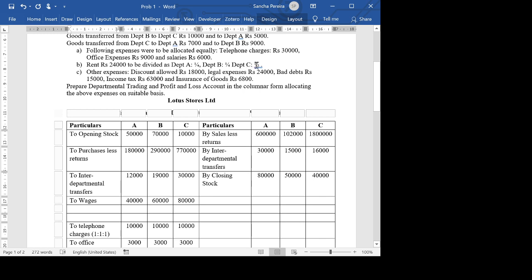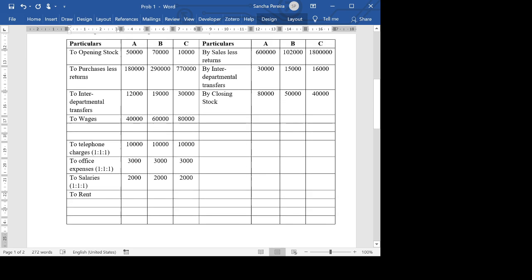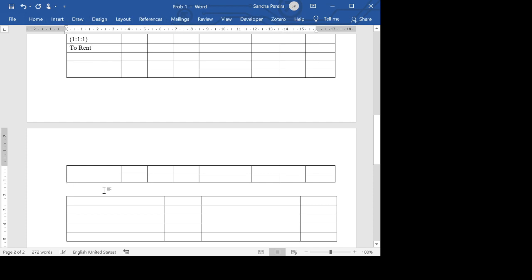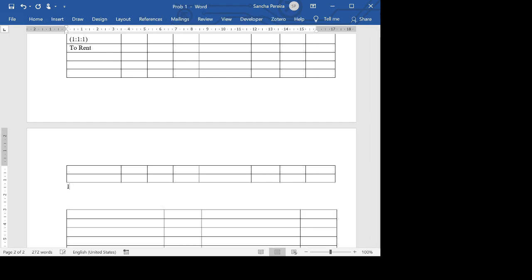Why? Because the denominators are not all equal here. This is 1 by 2, this is 1 by 4, this is 1 by 4. So what I need to do is convert this ratio. You have here 1 by 4, 1 by 4 and 1 by 2. I don't know whether you all know this, you have to take the LCM.